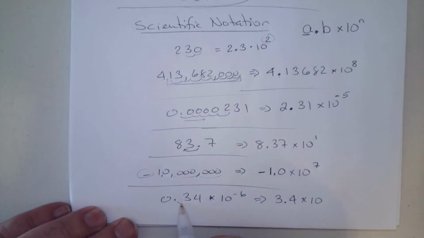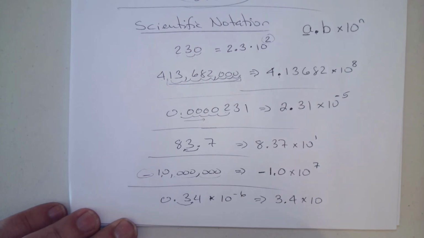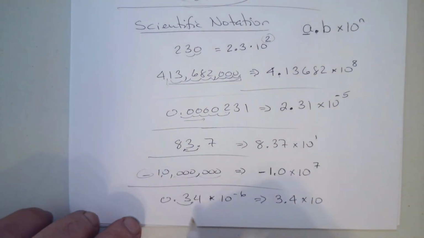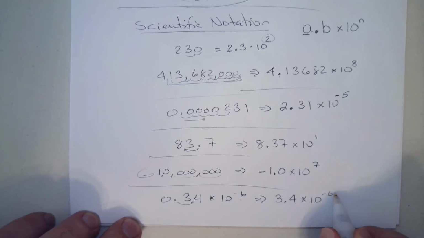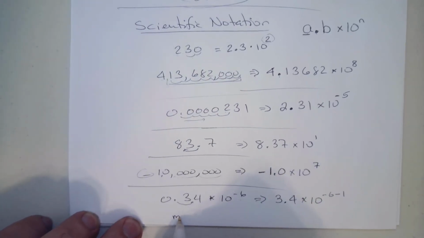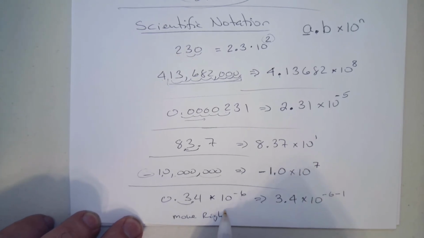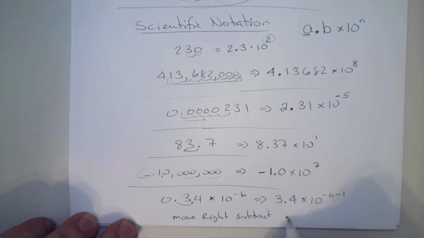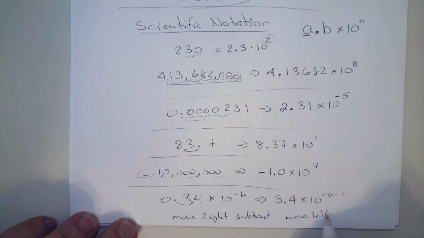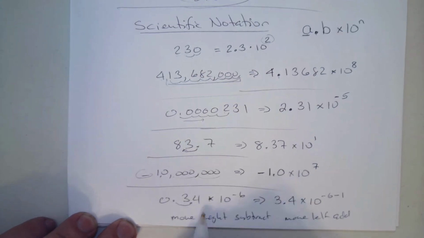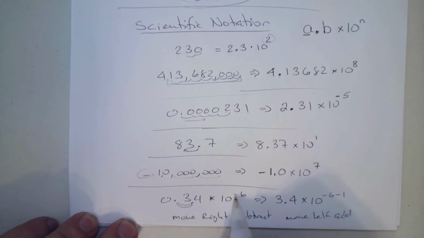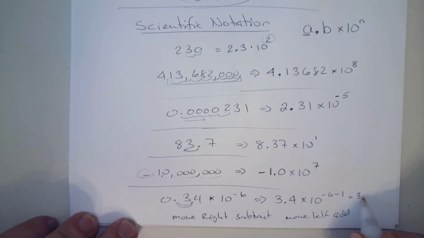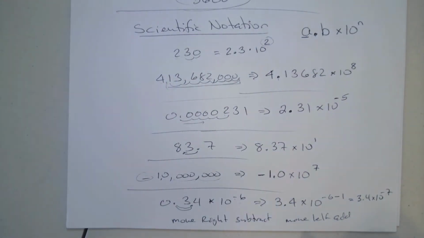Now, I have to go to the right one. Whenever I move to the right, because originally I subtracted 1. So if you move to the right, subtract. Move to the left, add. So since I'm moving to the right 1 space, I had to subtract it from my current exponent. So the answer is 3.4 times 10 to the negative 7. Alright, so far so good.